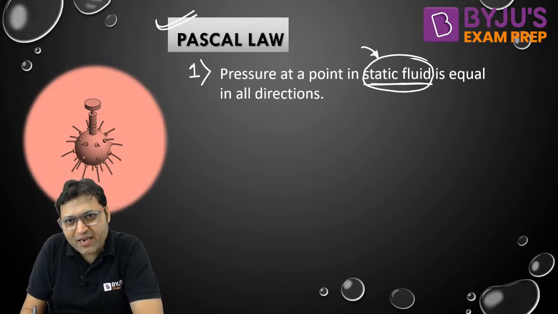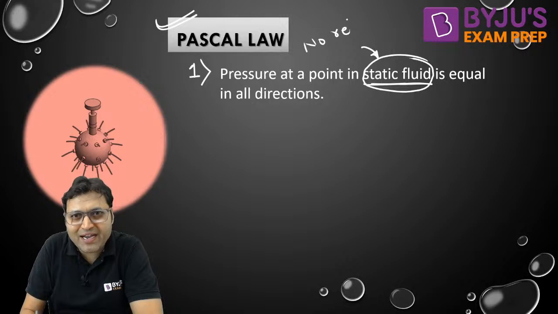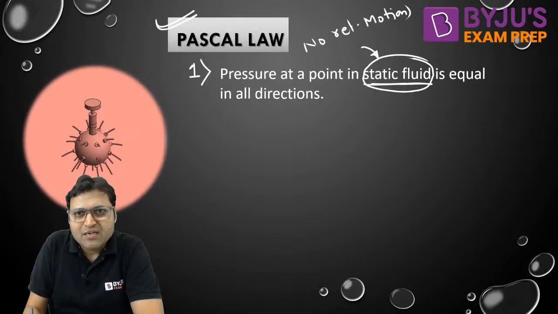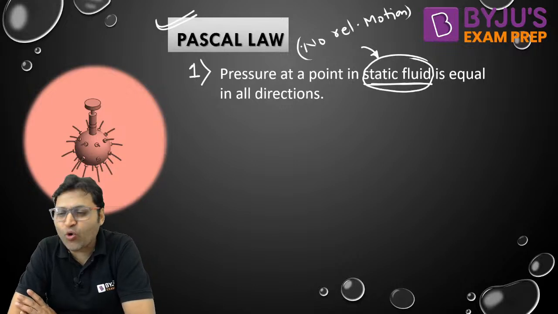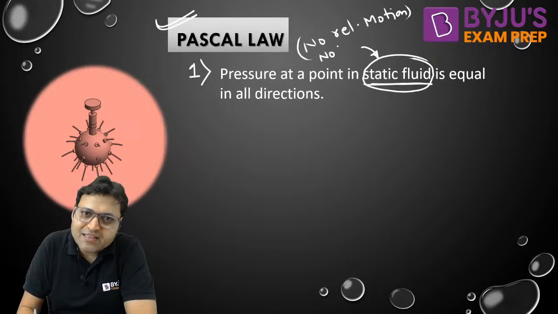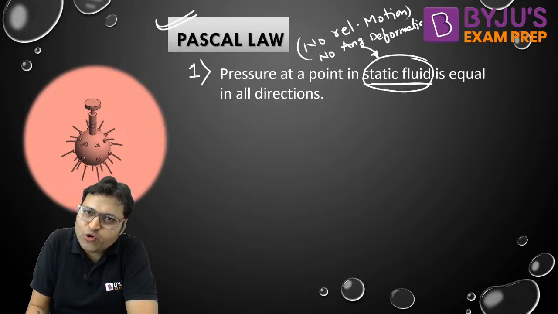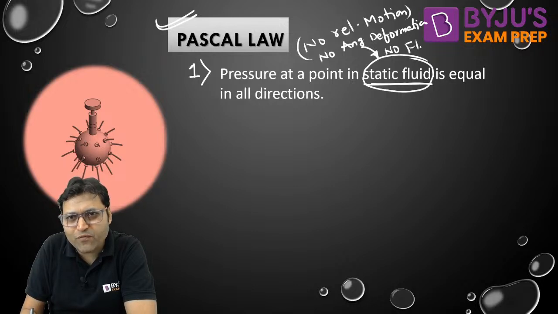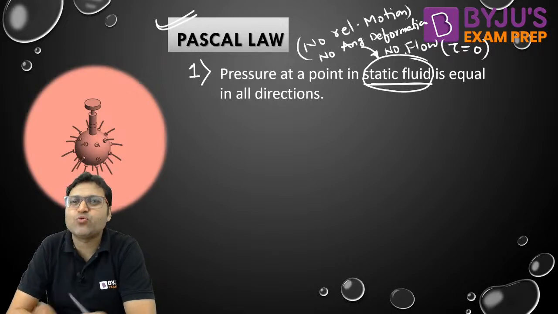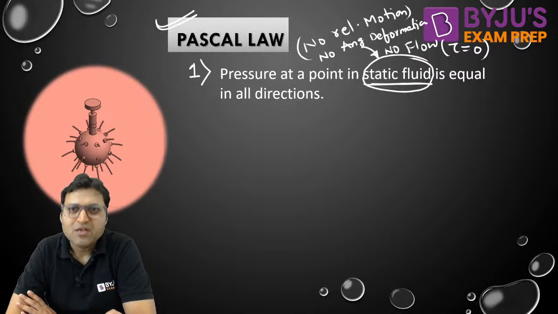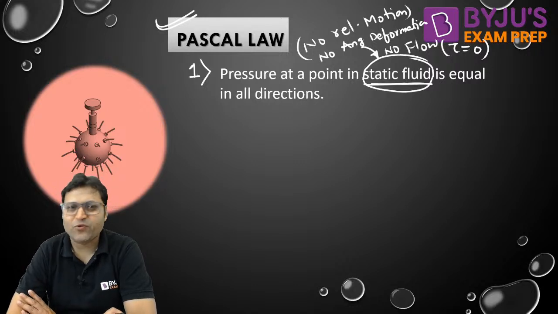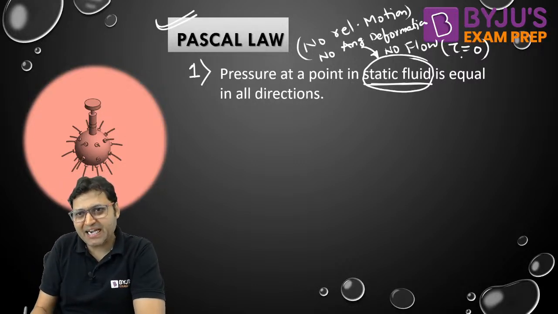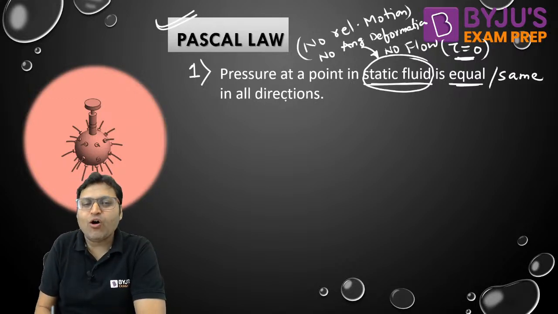A static fluid is one having no relative motion between its particles. The fluid particles have no relative motion, or we can say there is no angular deformation in the fluid, or no flow, or tau is equal to 0. The shear stress developed will be 0. Whenever the shear stress developed in the fluid is 0, the fluid is said to be a static fluid. So pressure at a point in a static fluid is the same in all directions.